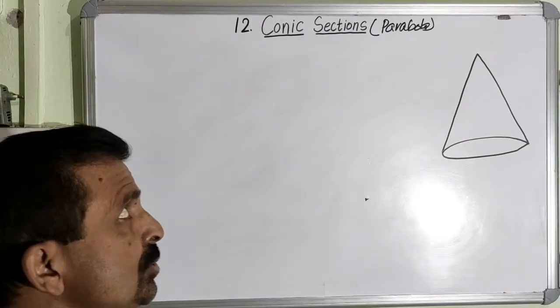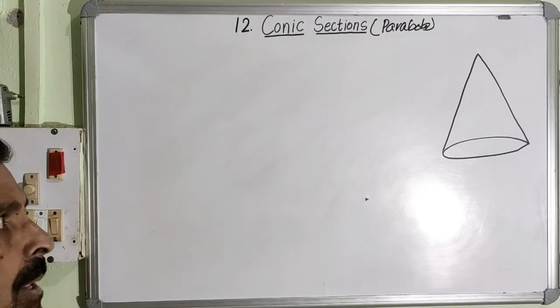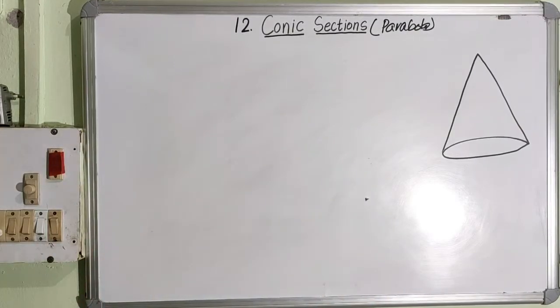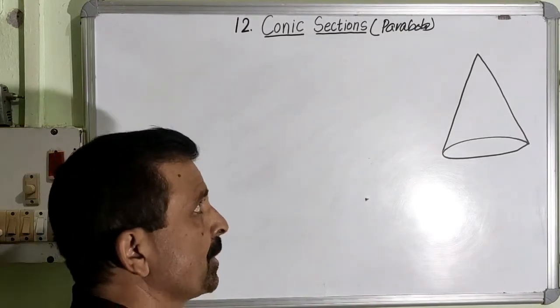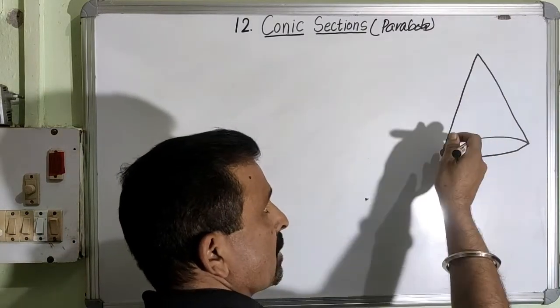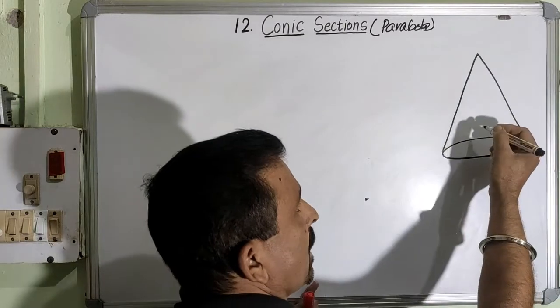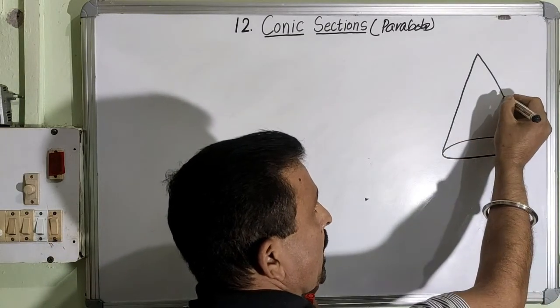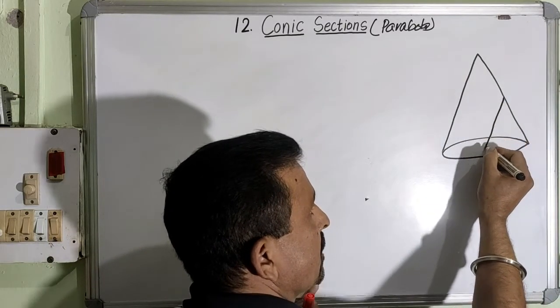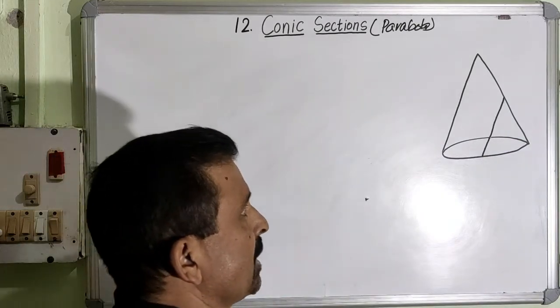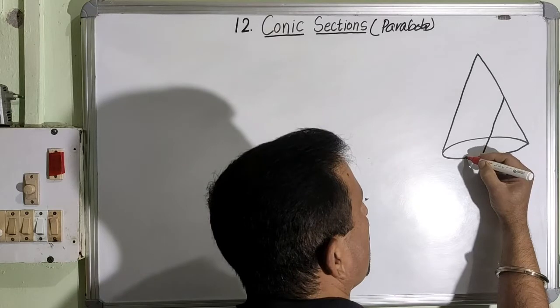Now we'll try to see the parabola. This is a cone, and this cone, if we cut it parallel to the slant height, this line is called the slant height in the case of a cone. So when we cut this cone parallel to the slant height, after cutting this, you will get a shape somehow like this.